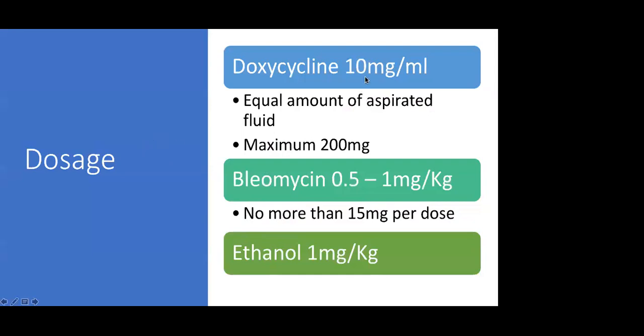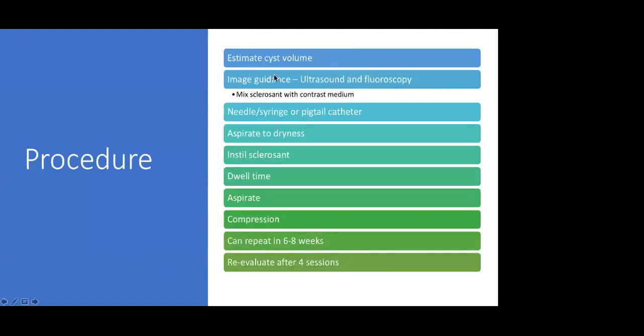So dosages, doxycycline is 10 milligram per ml, and then bleomycin 0.5 to 1 milligram per kilogram. But there's a maximum lifetime dosage of bleomycin, but it's the most often used in South Africa. So procedure, you aspirate the cyst, you estimate cyst volume. Usually it's done under image guidance, ultrasound, or fluoroscopy. A needle or pigtail is inserted. You aspirate to dryness, you instill your sclerosant. There's a dwell time depending on the sclerosant you use. Aspirate again, and then compression dressings. They need to be repeated every 6 to 8 weeks.